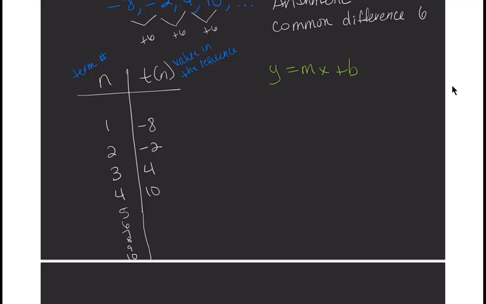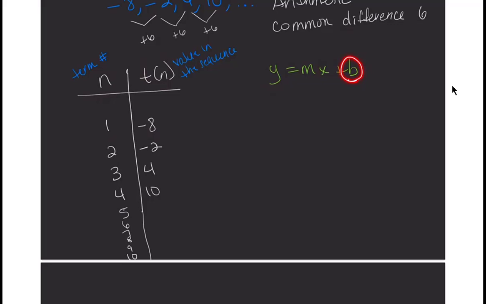Same thing applies when it comes to our x and our y. X is our input, y is our output. So in our table, n is our x, right? That is our input. After we put in 1, we end up getting -8 for our term. So our y and our t of n, those two are exactly the same. M is our slope, and if we think of a line, the slope is how do you get from one point to the next. In a sequence, how did we get from one value to the next? We had that common difference of 6, so we added 6. So our slope and our common difference are the same thing.